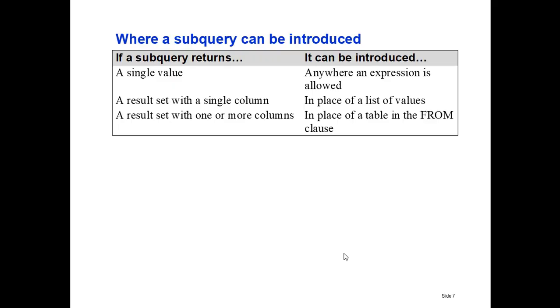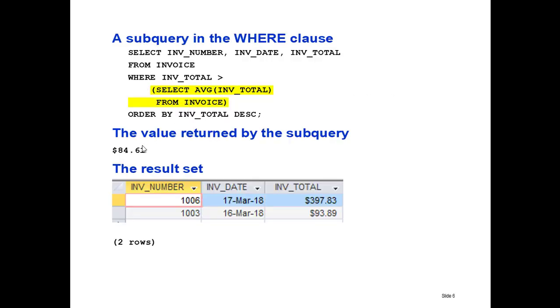Let's go back and talk about those subquery types again. We mentioned that a subquery might return a single value. So where can you put this? You can put it anywhere an expression is allowed. In this case, this is returning the single value 84.61. So I can put the subquery where this would have been a single value, where invoice total is, and this returns a single value, and it belongs there.